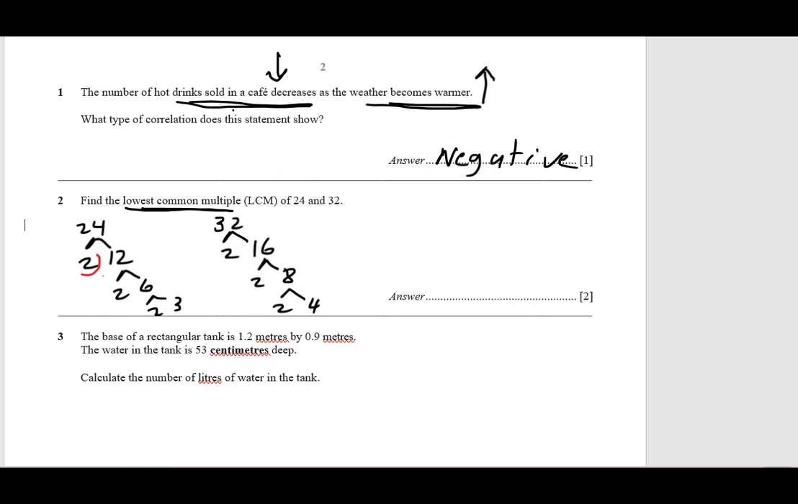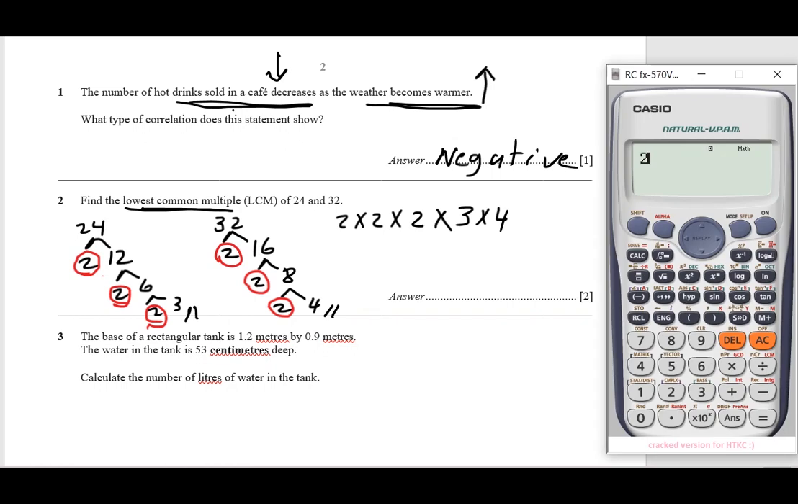Now here is 2, here is 2, here 2, here 2, another 2. Here we have 2 also, and here we have 2. So the answer will come in this way: 2 multiplied by 2 multiplied by 2 multiplied by 3 and 4. Let us bring our calculator: 2 multiplied by 2 multiplied by 2 multiplied by 3 multiplied by 4.